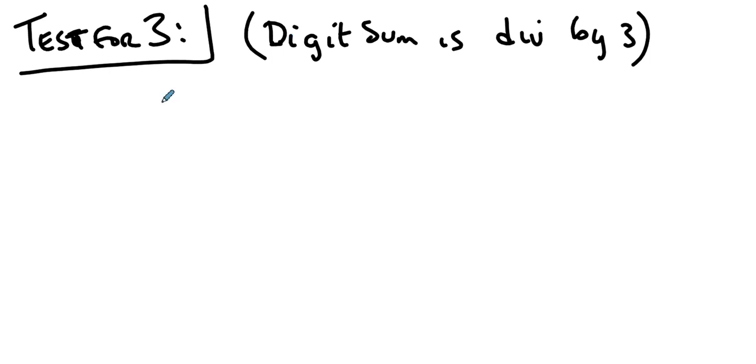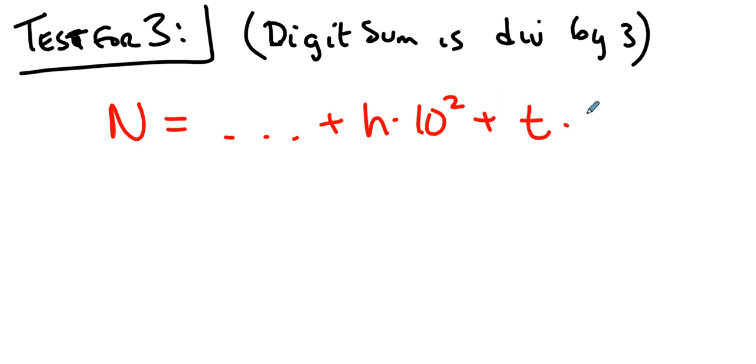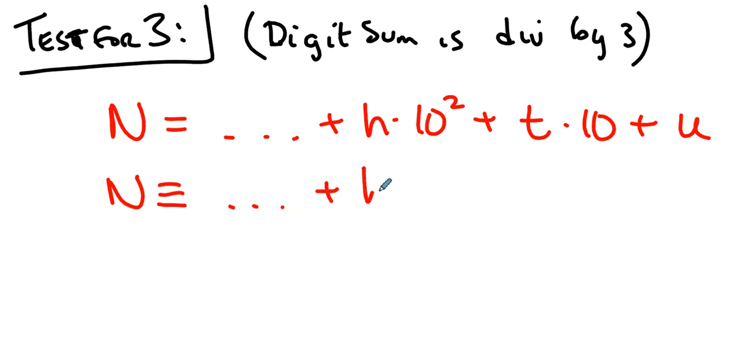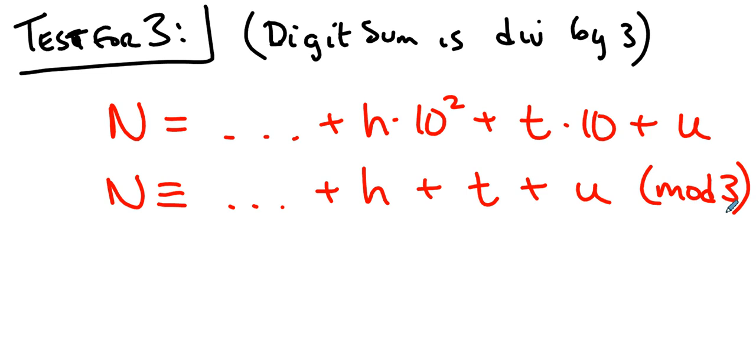How do we make that argument? Well, we know that whatever the number is, it's got some decimal representation. There are thousands digits and 10,000s digits and so on, but there's also a hundreds digit and it's in the hundreds place, and there's a tens digit and it's in the tens place, and there's a units digit and it's in the units place. The argument here says that n is equivalent to all those digits plus h plus t plus u mod 3. That's the argument.